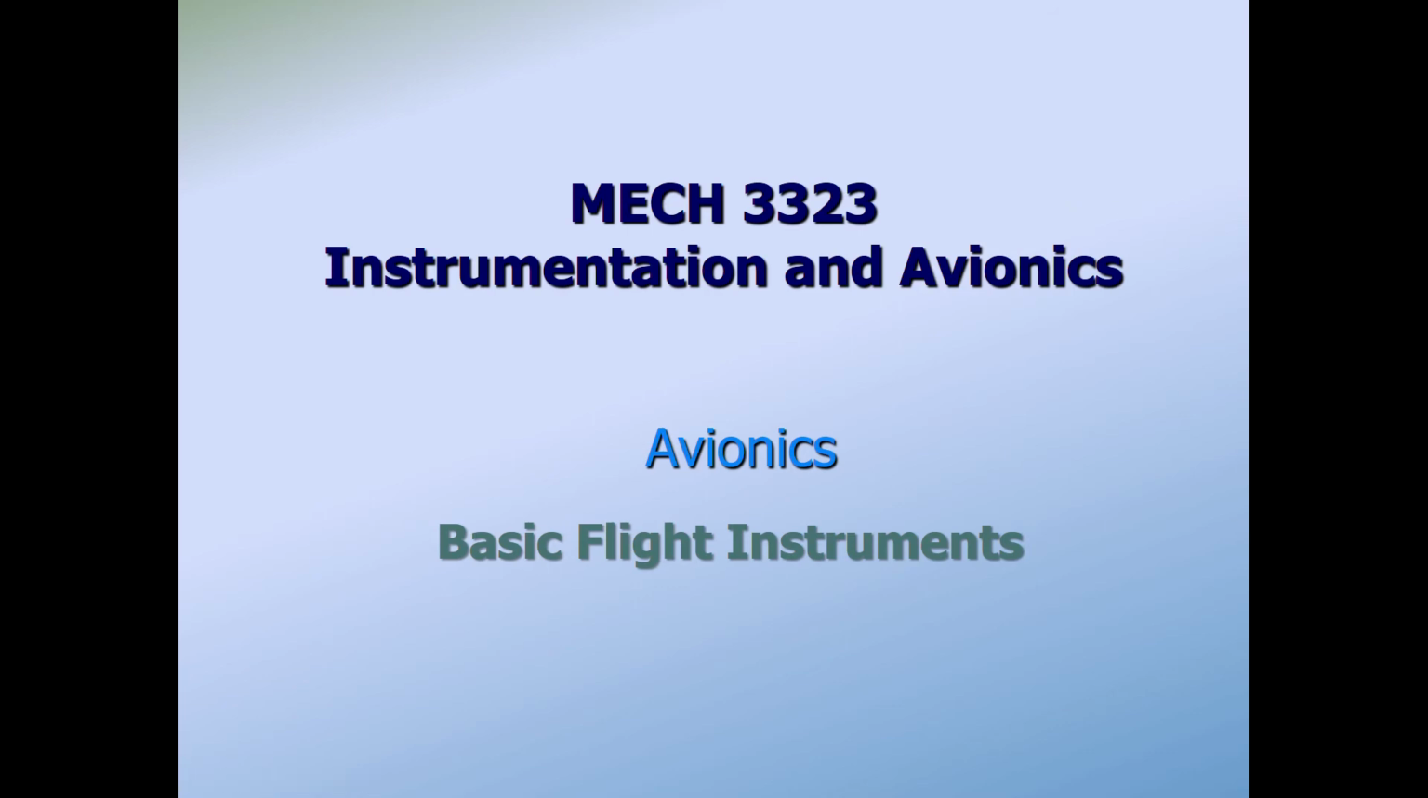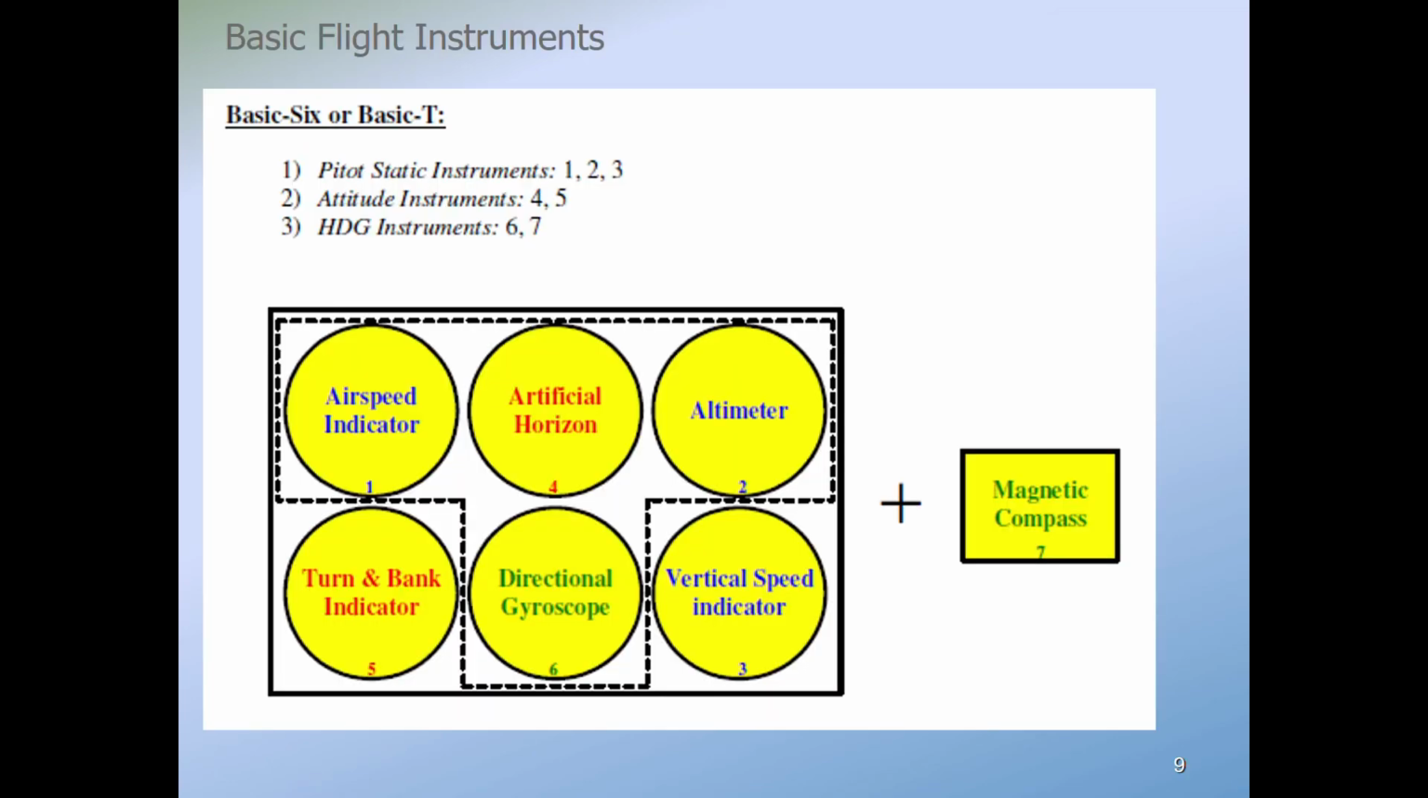Okay, these are the basic flight instruments in avionics. This is just basic, maybe just the requirement for a small or light aircraft. If you don't have these, the aircraft is not permitted to fly. The first one is the pitot-static instruments. We understand that pitot-static measures pressure and so on, right?